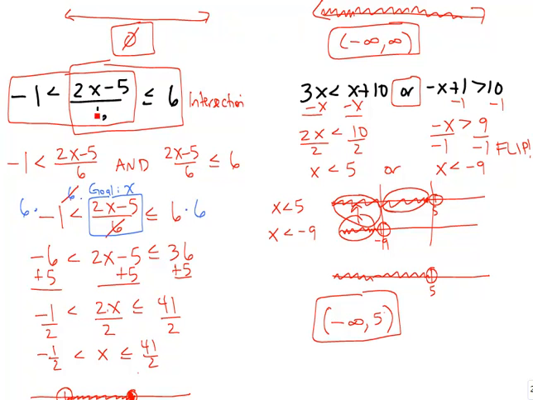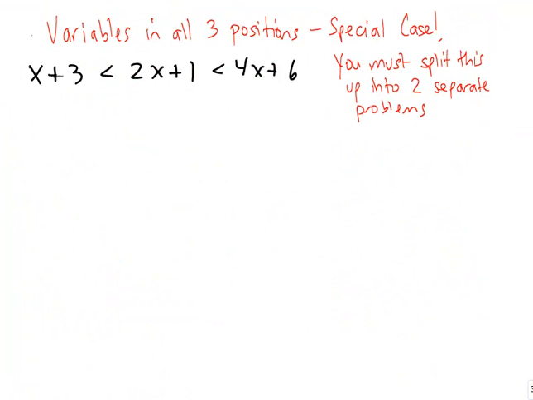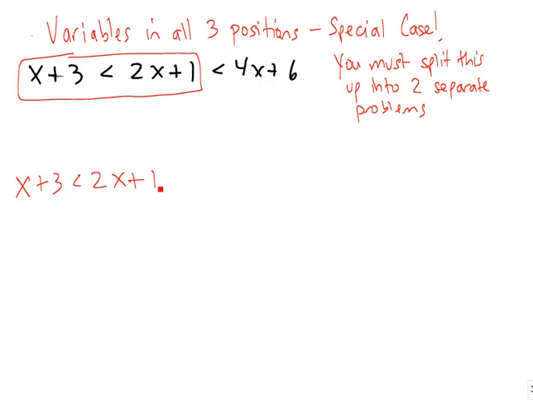If you only have x's in the middle, then you can perform your algebra to get that x isolated in the middle, just like we did on this problem. Unfortunately, in this last example, we can't do that because we don't just have x in the middle, we have x in all three places. So what we're going to have to do is look at this problem on the left separately from this problem on the right. We're going to have to solve each of these independently from each other.